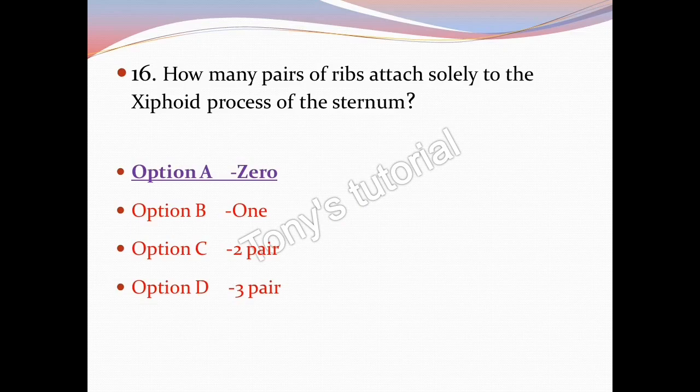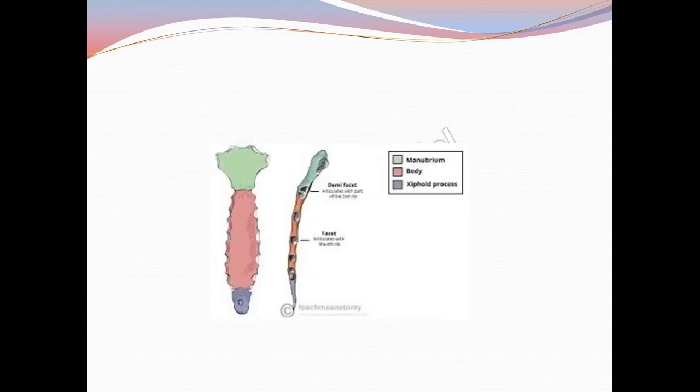How many pairs of ribs actually attach fully to the xiphoid process? This is again tricky. That is zero, because there is no complete attachment to the xiphoid process. You can see in the diagram, only a demifacet of the rib is attached to the xiphoid process. So completely no rib is attached to the xiphoid process.